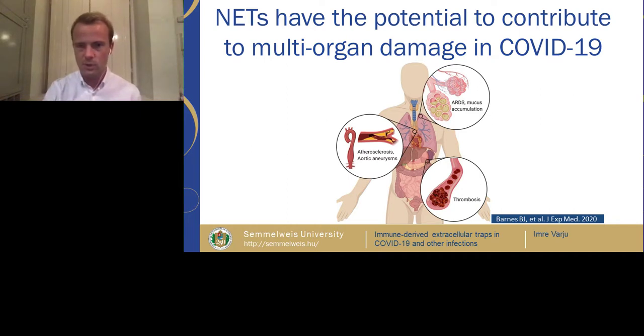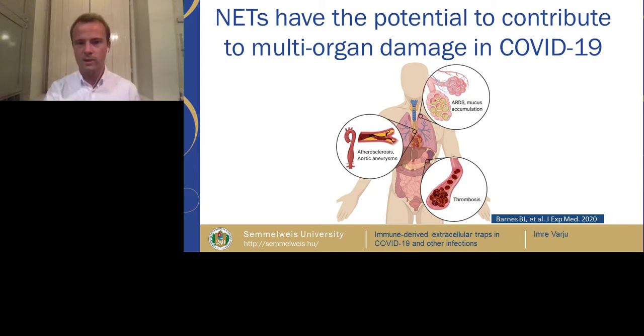If you look at the top circle here, you can also see mucus formation, mucus accumulation. The reason it's there is that we know that in cystic fibrosis patients, who have this chronic, genetically inherited condition that leads to mucus accumulation, neutrophils and netotic neutrophils are also there in that mucus. And we know that inhaling DNases helps the quality of life for these patients. So we're also focusing on that when we talk about COVID-19. It's a candidate that might play a role in mucus formation.